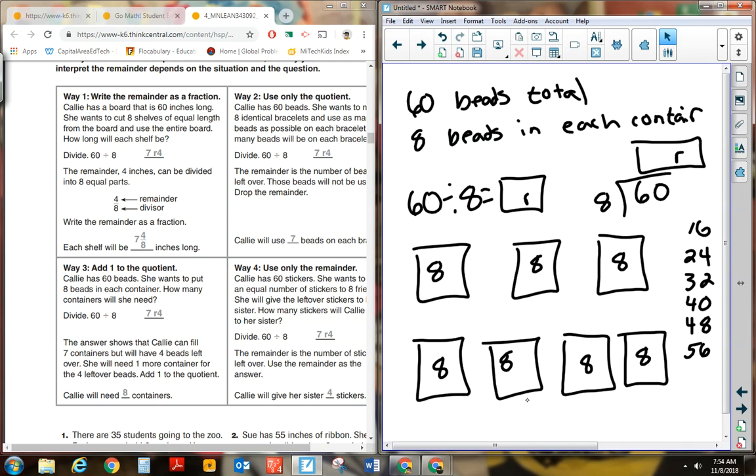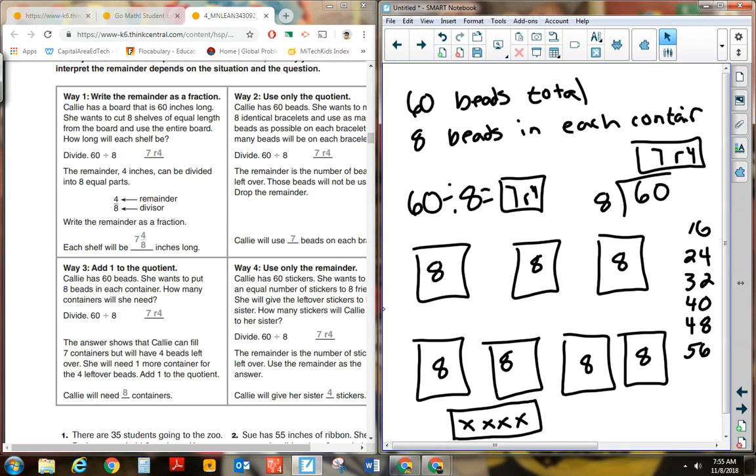So she's got 4 beads left over, right? That doesn't really fit in a container of 8, but she's going to need 1 more container, isn't she? She can't just be leaving her beads all on the floor. She has to put these last beads in a container. Now this container is not full, but she would need 1 more container. So 60 divided by 8 is 7, with a remainder of 4.